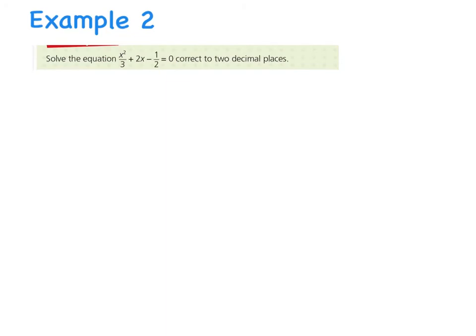So you can see here, if I was to write everything as a fraction, I would have x squared divided by 3 plus 2x, and as a fraction it's 2x over 1, minus 1 over 2 equals 0. So I suppose we want to write everything as a fraction. When you're adding and subtracting fractions, you know yourself from primary school, you can only add and subtract fractions if they have the same number on the bottom, and if they don't, you must find a common denominator.